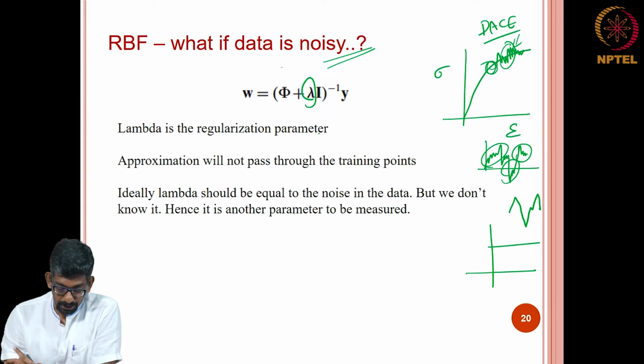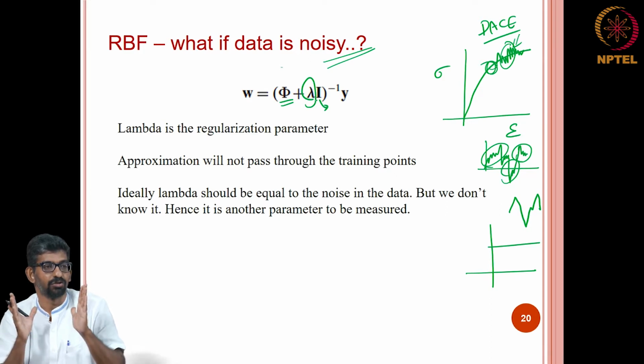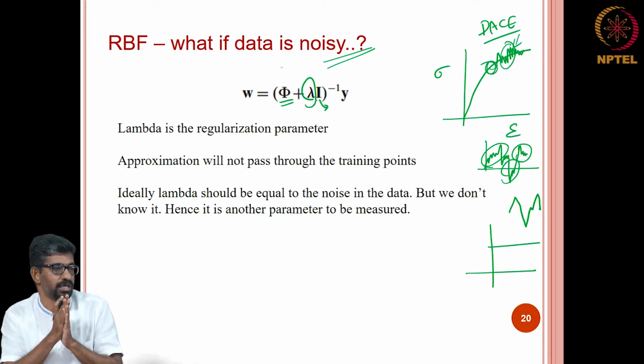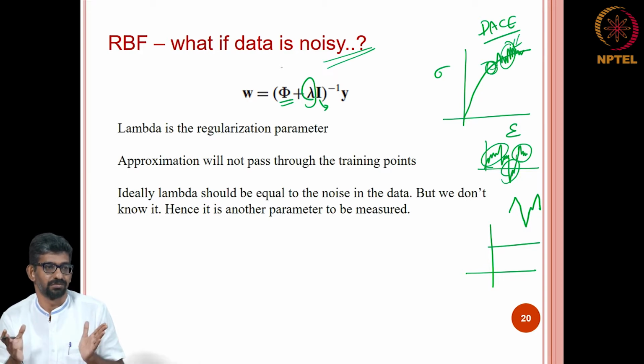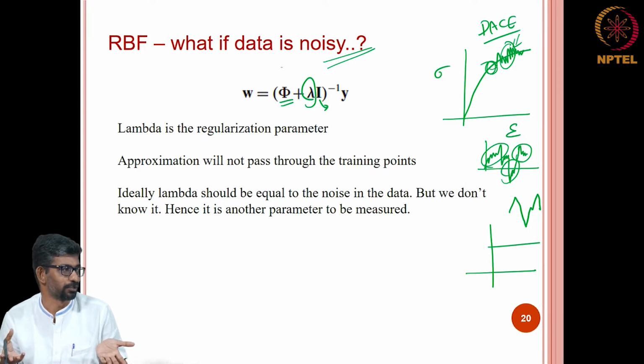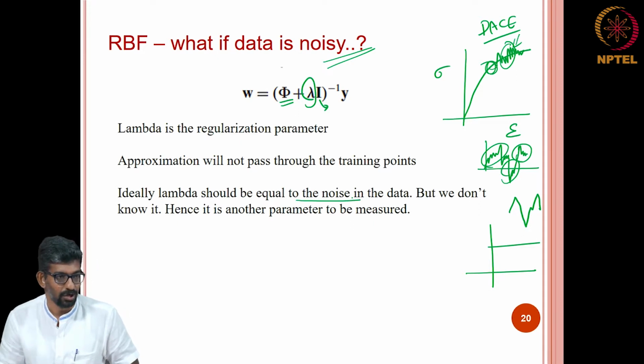So this is just your identity matrix. The phi is nothing but the matrix of your basis functions. What you are trying to do with this lambda is take your basis functions and add the noise to it. Ideally, what should your lambda be then? It should be the noise. But you do not know the noise. If you knew the noise, you would do a better job to begin with. So ideally the lambda should be equal to the noise in the data.